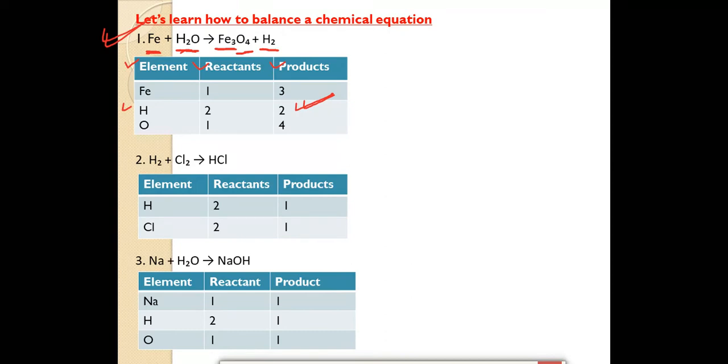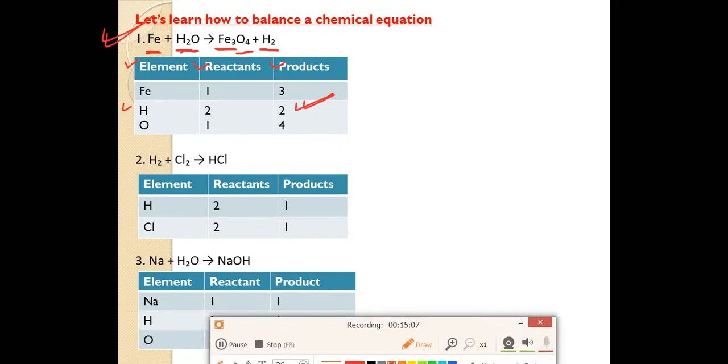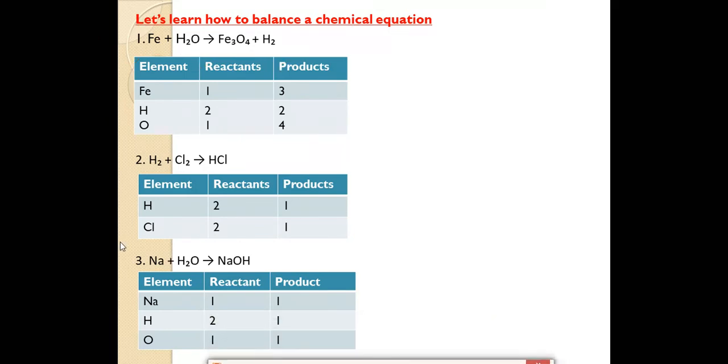So what do we have to do? We have to balance this equation. So how will we balance this equation? First of all, whenever you have to balance an equation, start from the metals. First balance the metals, then balance the non-metals, and then oxygen, and then hydrogen. So you can see 3 Fe atoms are there. So put 3 over there. 3. So now iron is balanced.